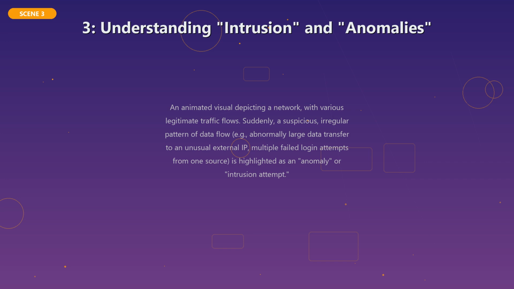Now, how do we identify an intrusion? This is where anomalies come in. An anomaly is simply something that deviates from what is considered normal or expected behavior.